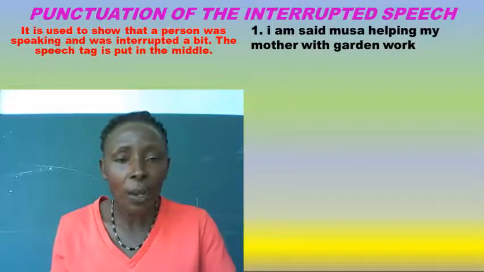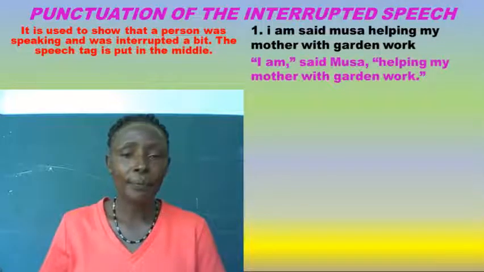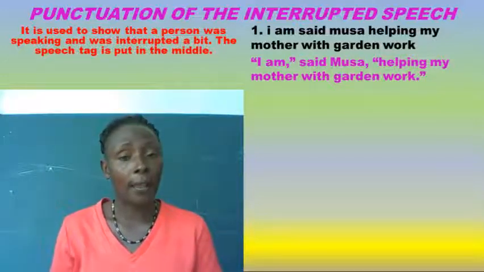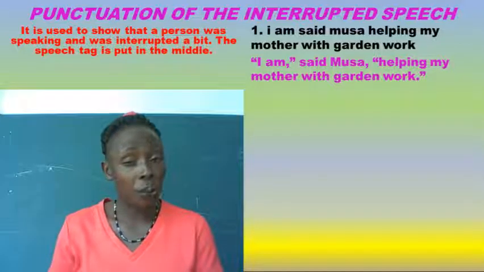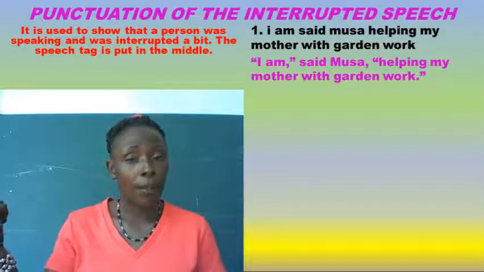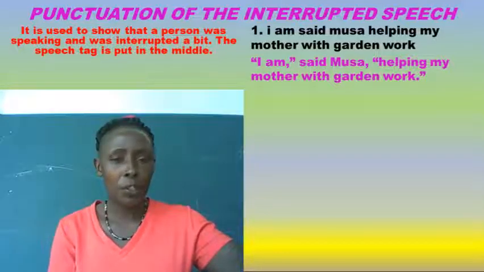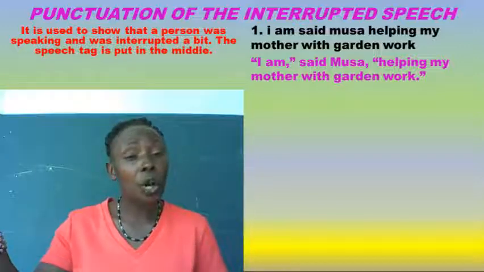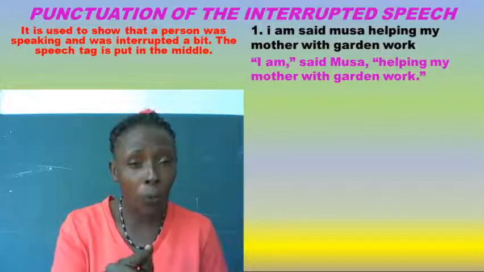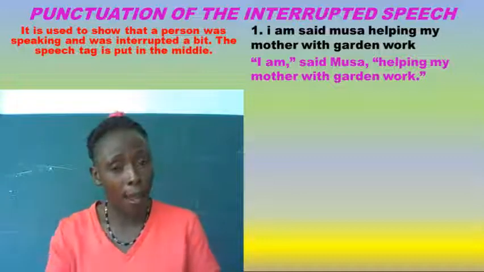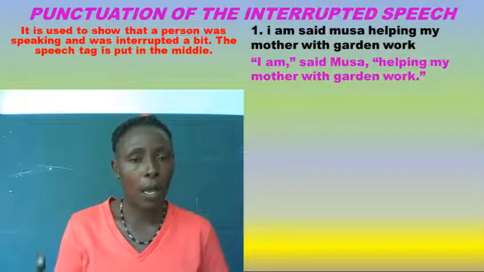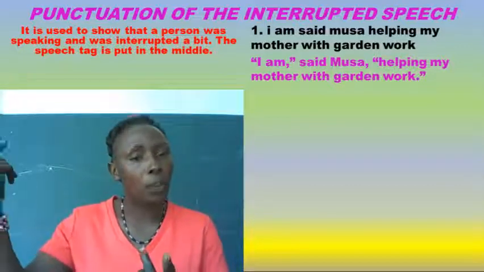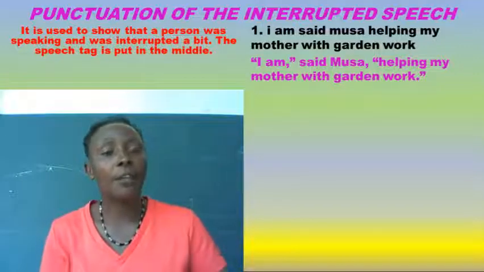So if you are to punctuate it, you have to open with I am. We have to make that pronoun a capital I, the first word of the actual words. Open, I am, put a comma there, close. Why do we close? Because we have a speech tag that has been put in the middle. Said Musa, comma there. We are ending our actual words, so you don't need to write a capital H. Remember, I am, said Musa, comma, open. Helping my mother with garden work. That one should be a small h since you are ending our actual words. A full stop comes first and then you close.